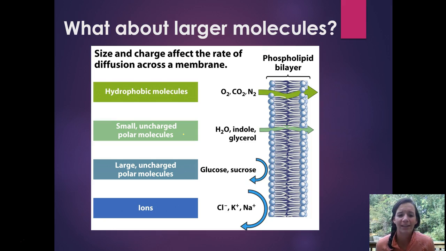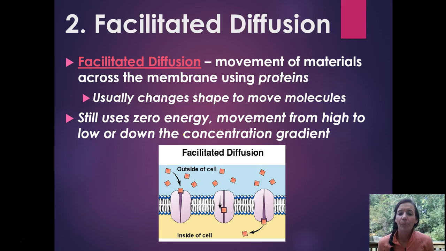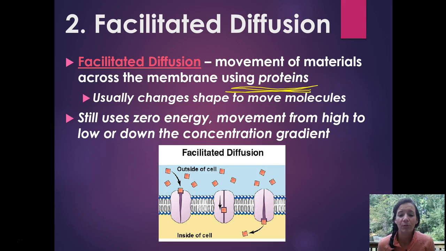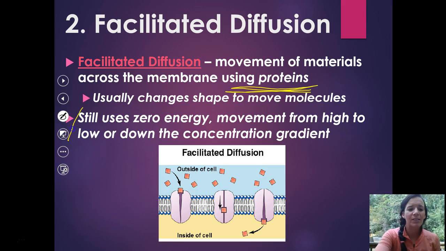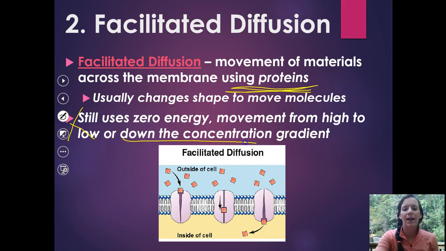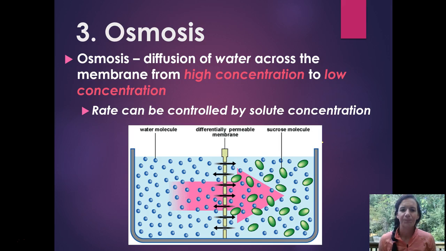So what about those larger molecules? We show certain gases and molecules moving through, but what happens to the bigger ones? Well, the bigger ones use something called facilitated diffusion. This is the movement of materials across the membrane, but this time we're using proteins. And those proteins are usually going to change shape to move the molecules, very similar to those carrier proteins we've discussed. And the important thing to note, though, is that we're still using zero energy. There is no energy being used because we're still going down the concentration gradient.